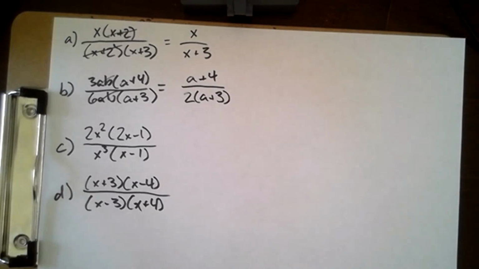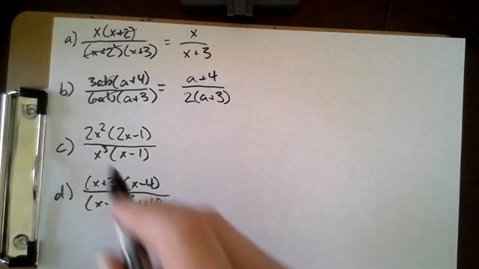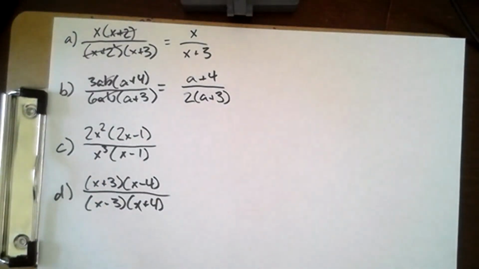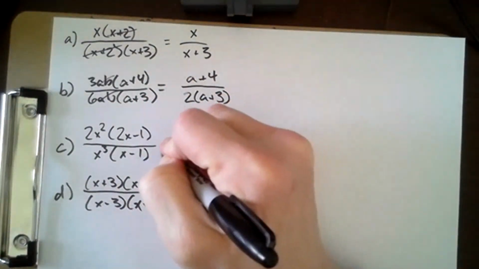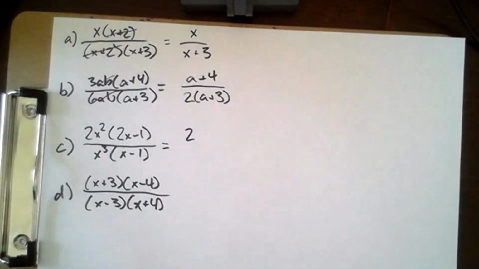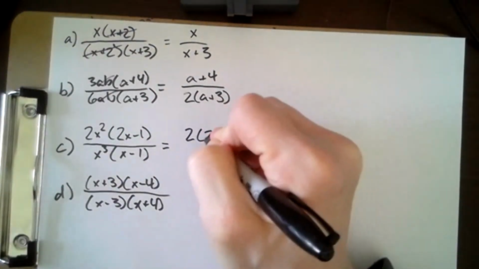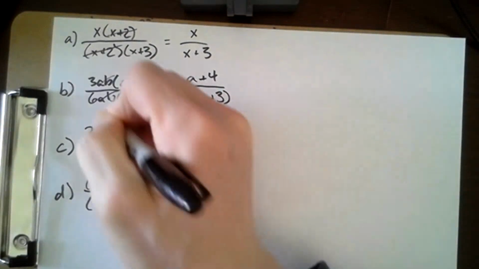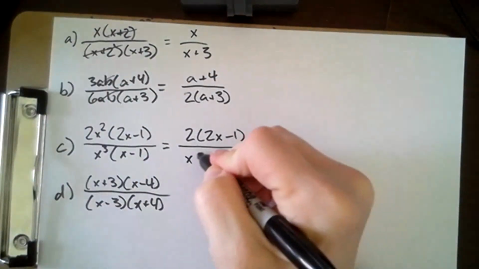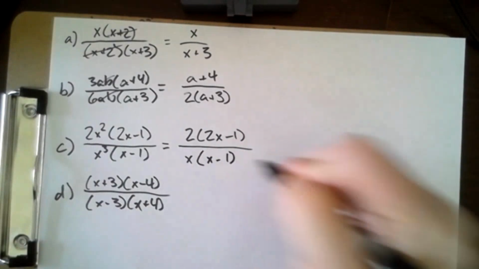For C, we've got 2x squared times 2x minus 1 over x cubed times x minus 1. Well, the only part of this that we need to worry about simplifying is the x squared over x cubed, which is 1 over x. The 2, there's nothing to cancel that 2 in the denominator, so we get 2. 2x minus 1 can't be factored, so we just leave it like that. Over, we're left with that x from the x squared over x cubed, and then we multiply that by x minus 1.